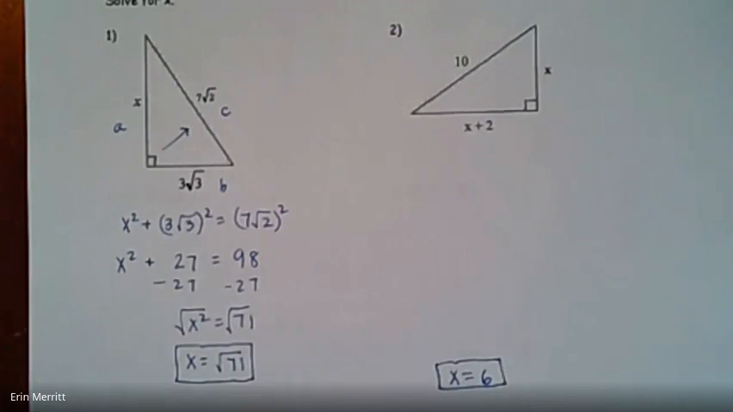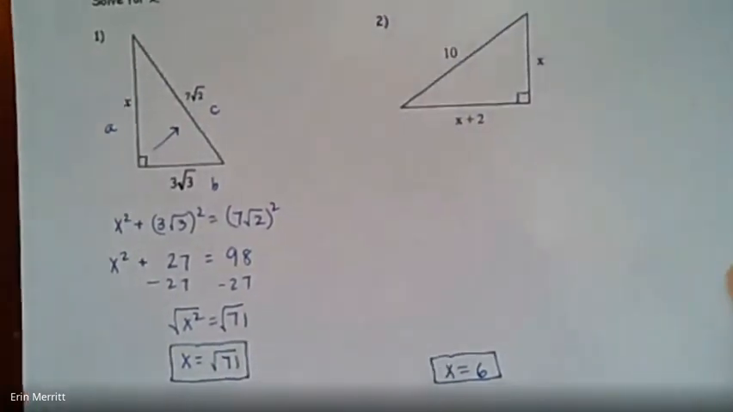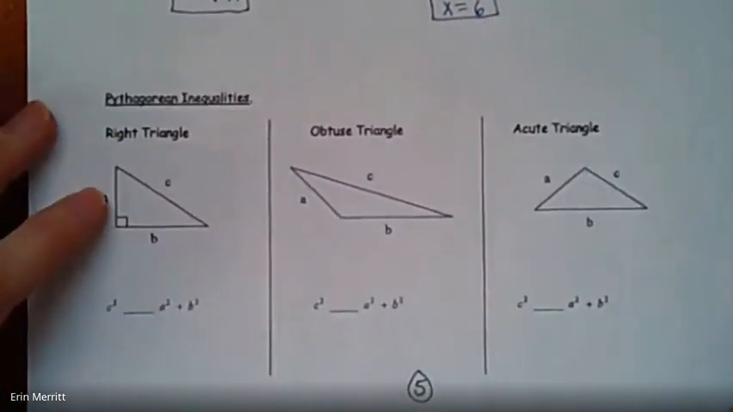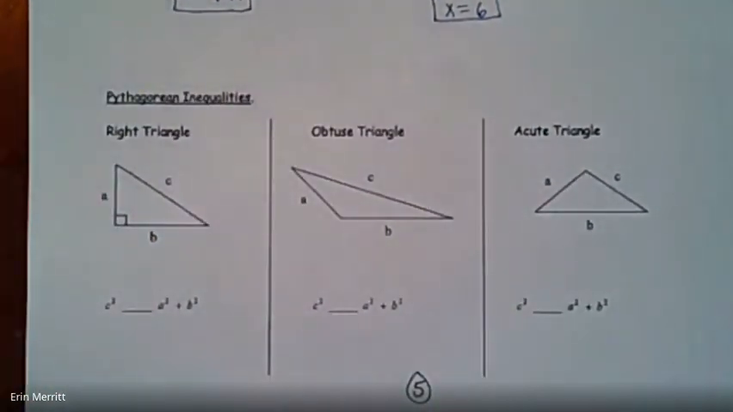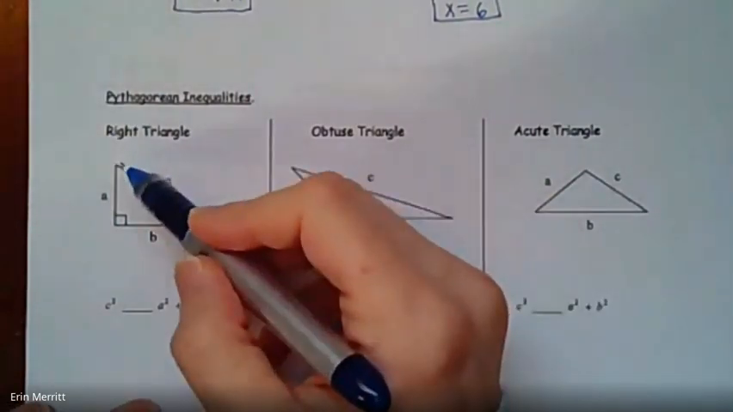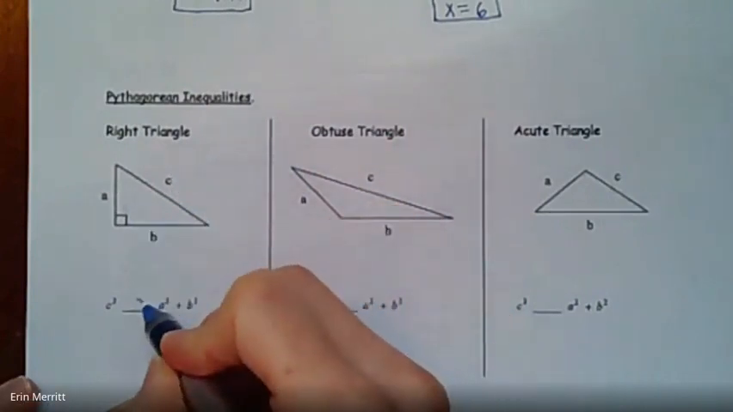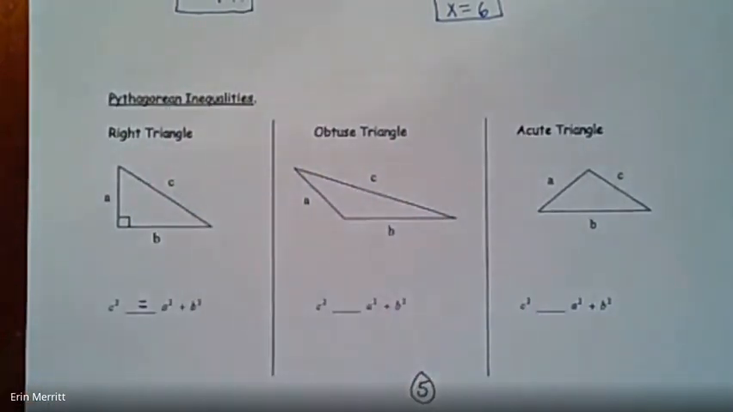Otherwise, let's move on down to the bottom here to what is new for today. And that's called the Pythagorean inequalities. So the Pythagorean theorem is an equality. You've got an equal sign in there. So when you have a right triangle, we know the legs are A and B, the hypotenuse is C, and therefore you end up with these two parts equal to one another.